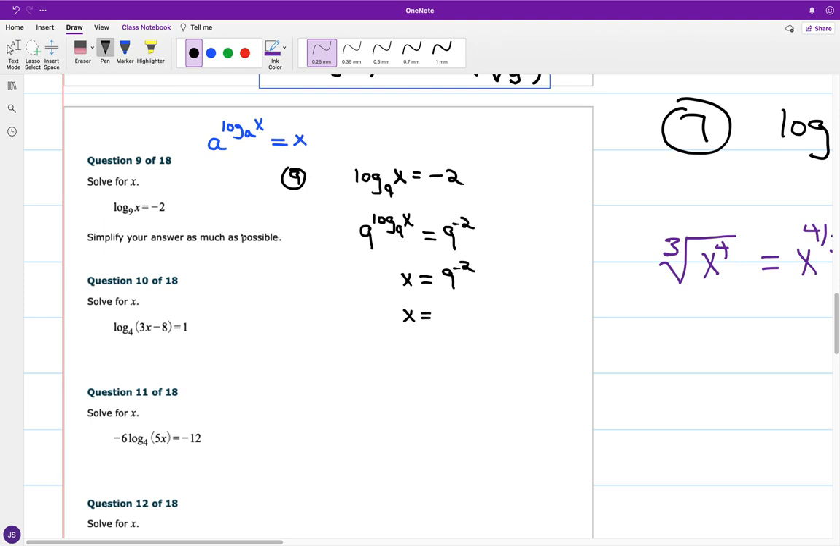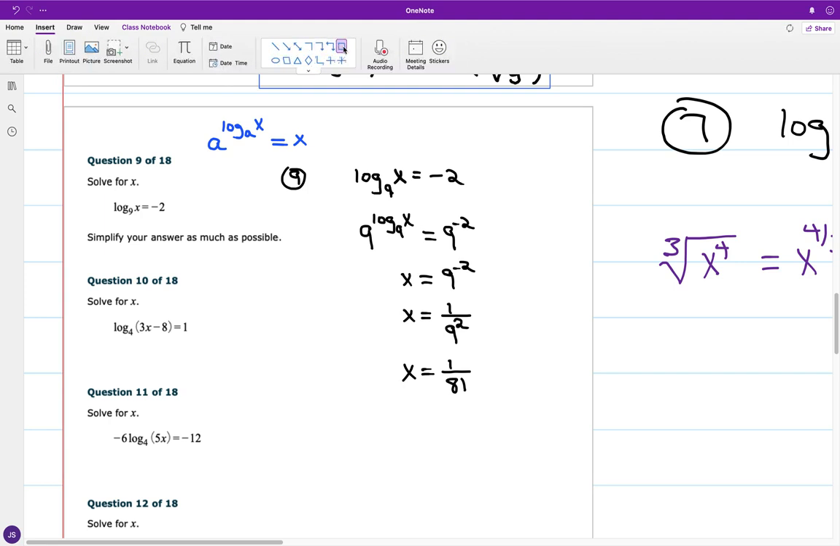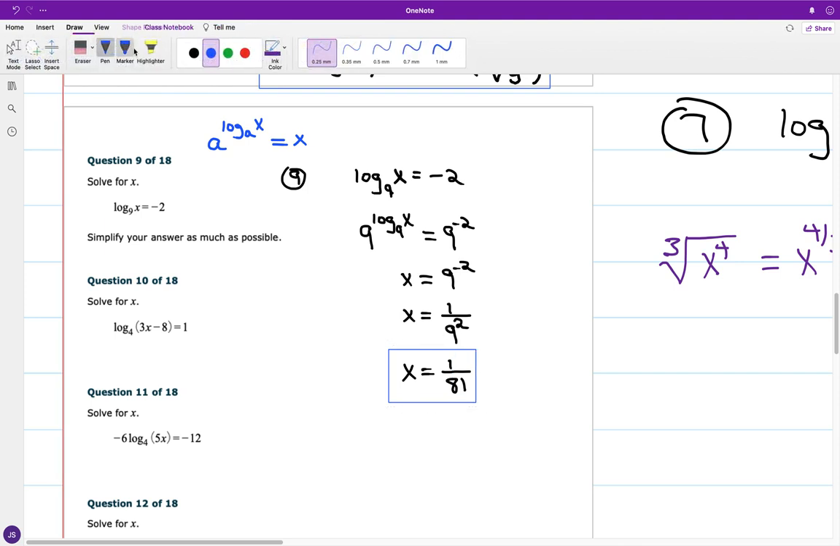And it says to simplify your answer as much as possible. And what that would mean, for 9 to the -2, this would be the reciprocal of 9 to the 2nd. And 9 to the 2nd is 81. So 9 to the -2 is going to be 1/81, and that'll be your simplified result in this case.